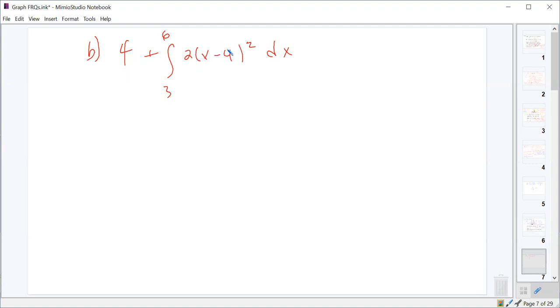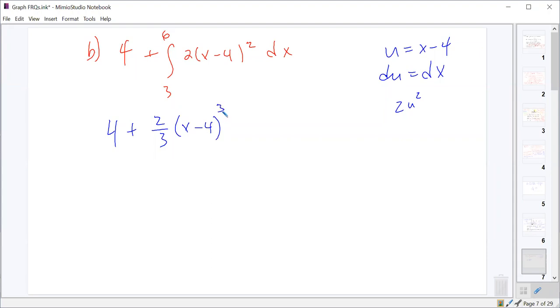So what is the integral of 2 times (x minus 4) to the second? You have to do a simple u-sub on it, right? Let u equal x minus 4. du is just dx though. So this really just becomes 2u squared that you're integrating, which should become 2/3 u cubed. So we'll have 4 plus 2/3 u cubed evaluated from 3 to 6.